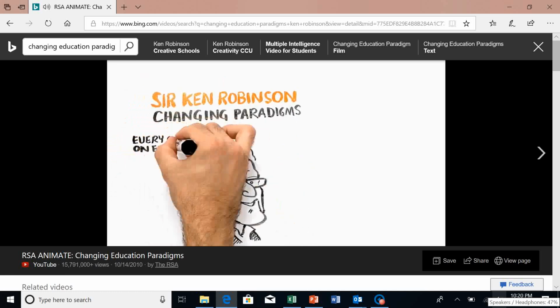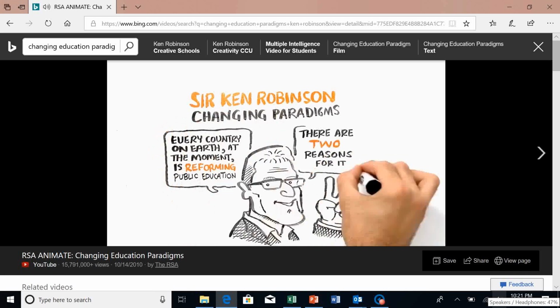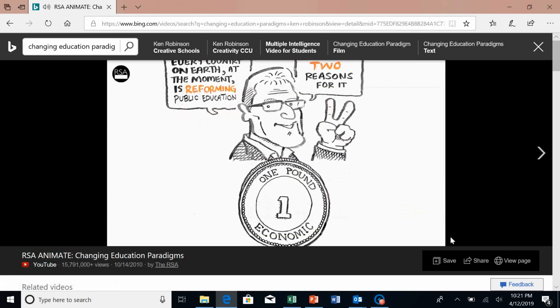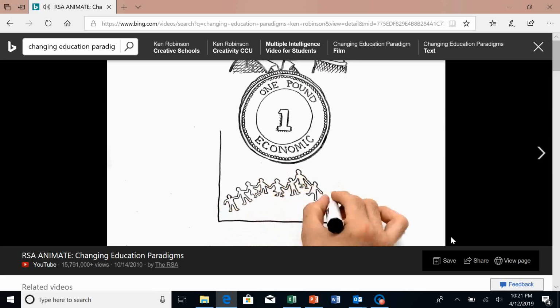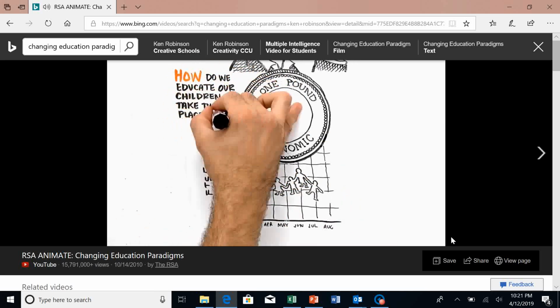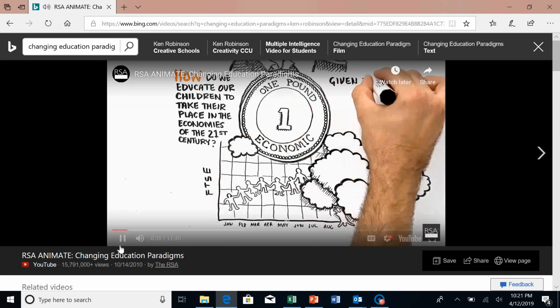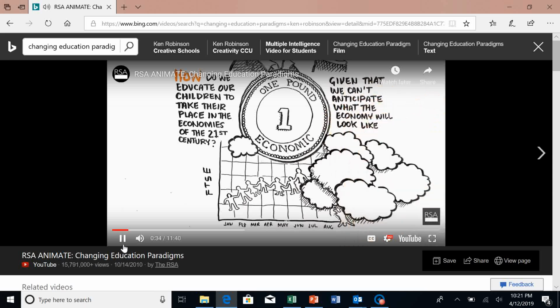Every country on earth at the moment is reforming public education. There are two reasons for it. The first of them is economic. People are trying to work out, how do we educate our children to take their place in the economies of the 21st century? How do we do that, given that we can't anticipate what the economy will look like at the end of next week?